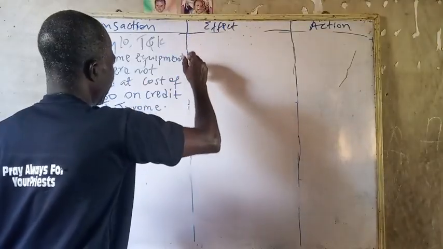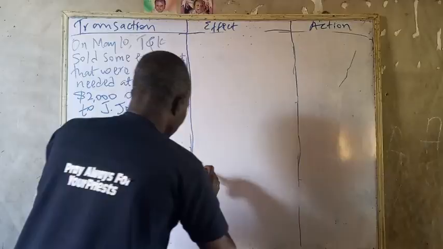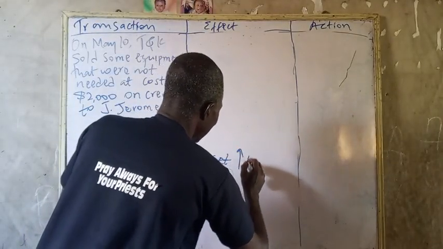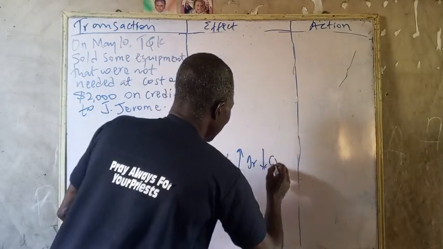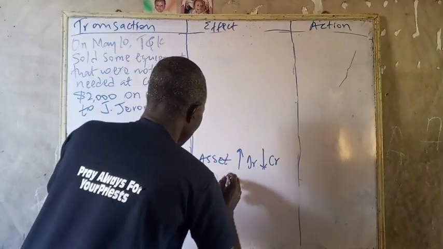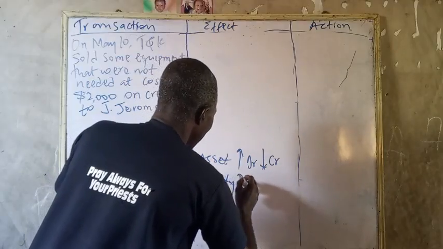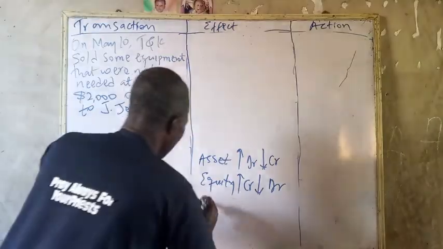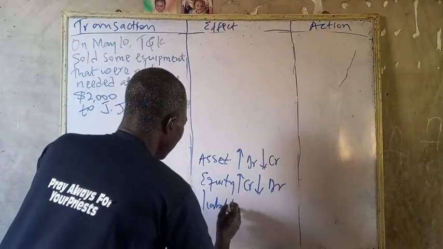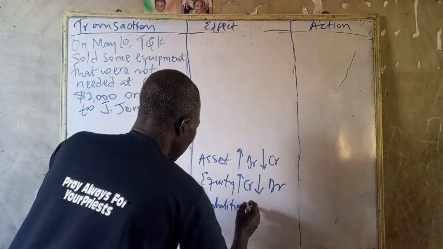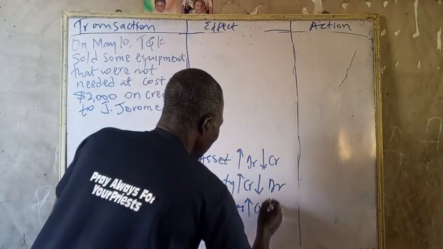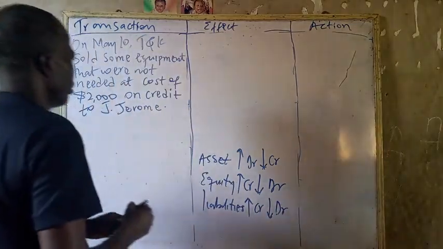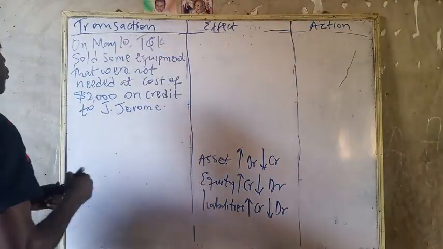For simplicity's sake, let me put it again. Assets increase, you debit. Assets decrease, you credit. Equity increase, you credit. Equity decrease, you debit. Liability increase, you credit. Liability decrease, you debit. The effect now, what is the effect?